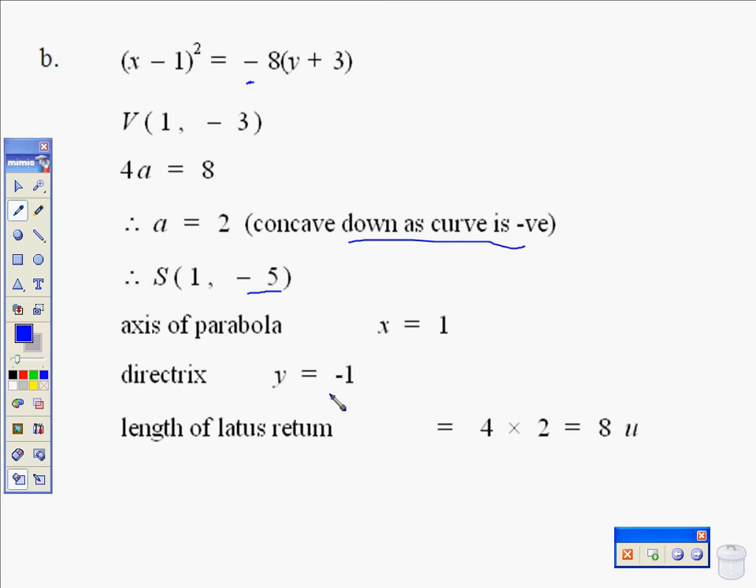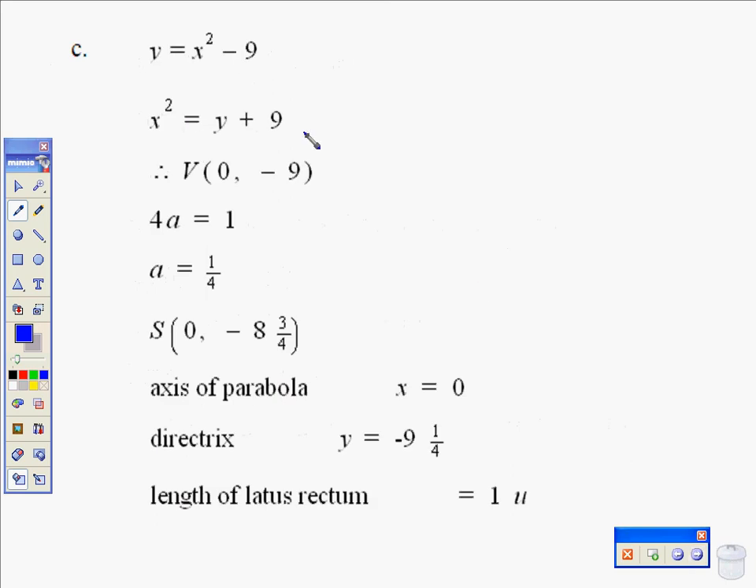So be careful which direction we're going. We're going concave down in this case, so the directrix is above the focus. So be careful which direction you send your values in. This time what we've got is x squared minus 9. What we need to do is manipulate this a little bit because it's not in the form we want. We want to get it in this form.